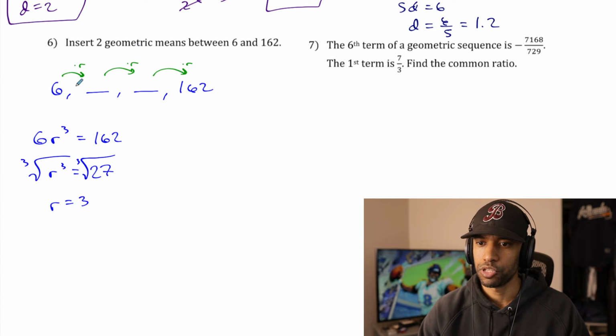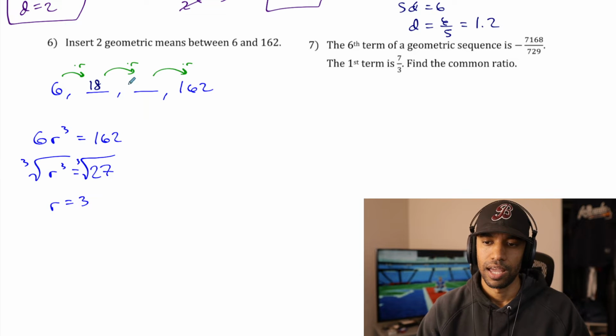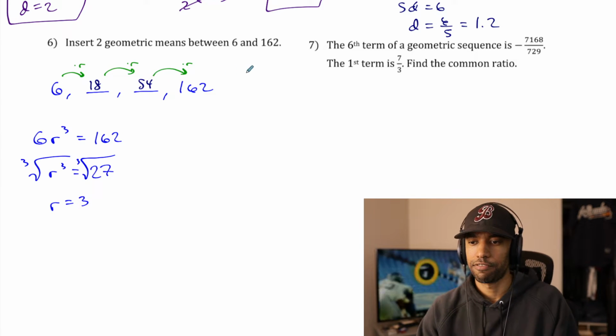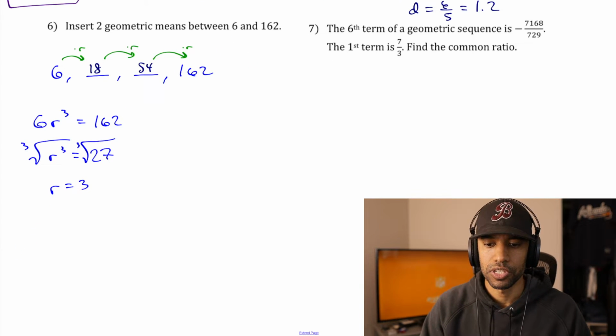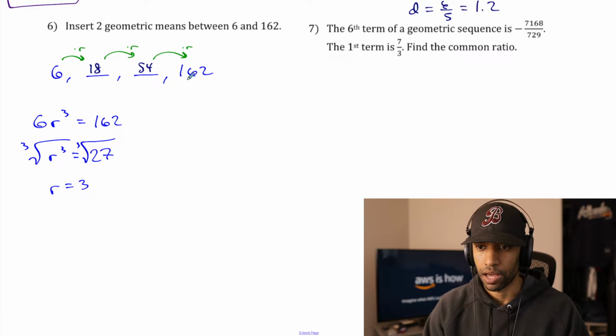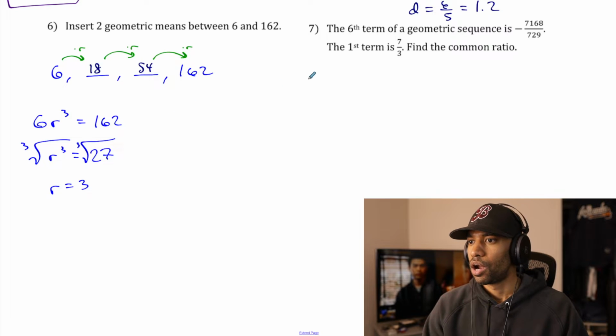Well, 6 times 3 is 18. 18 times 3 is 54. And 54 times 3 is 162. This isn't guess and check. It's algebra. It's understanding what it is that you're doing with it. We're getting exact answers. All right, number 7.